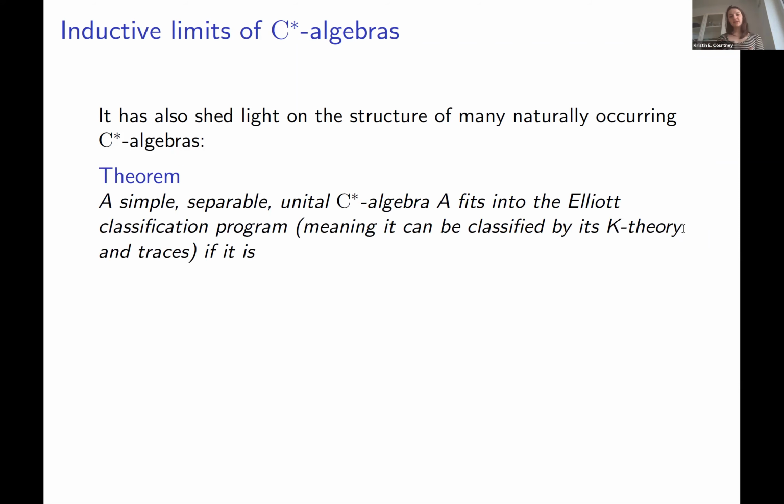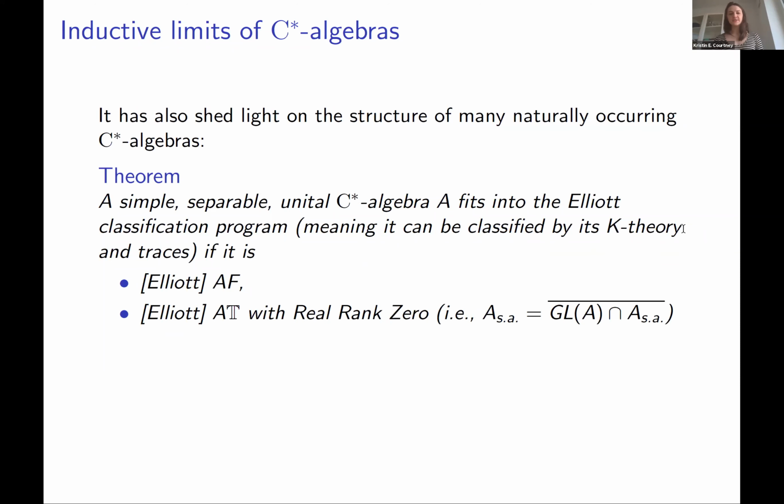If we take a simple separable unital C-star algebra A, then it fits into the Elliott classification program, meaning that it's in a class of C-star algebras that can be distinguished via their K-theory and traces, provided that it's either AF. This was Elliott's first foray into the classification of C-star algebras and was meant to be a direct analog of the classification of hyperfinite factors.